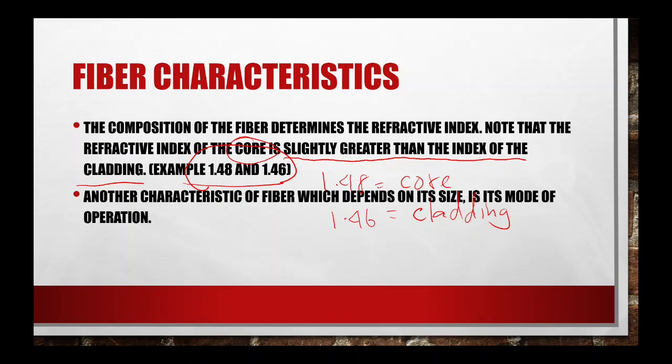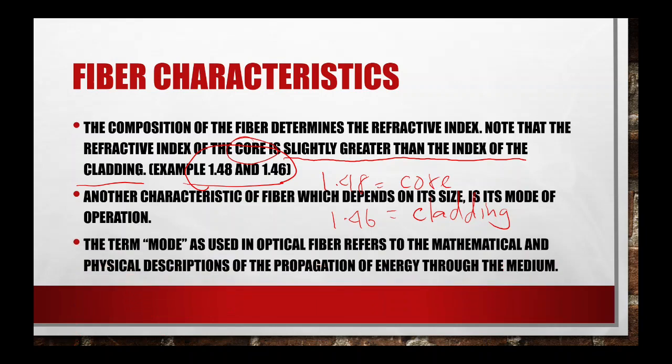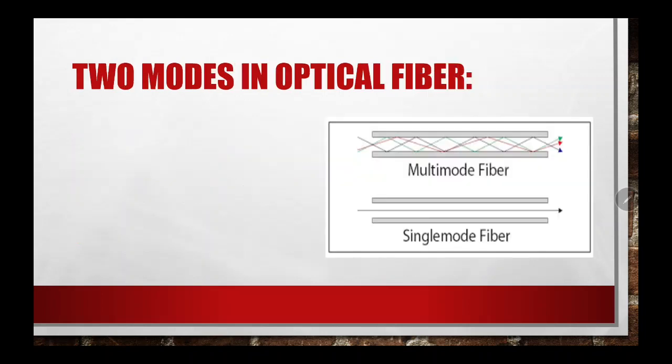Another characteristic ng fiber which depends on its size is its mode of operation. So pag sinabi nating mode, it refers to the mathematical and physical description of the propagation of energy through the medium. Or sa madaling salita, pag sinabi nating modes, ito yung ilan yung path na dadaanan. Kasi meron lang tayong two classifications ng mode sa optical fiber. It's either single mode or multi-mode. Yung mode, ang tinutukoy niya lang, ilan yung pwedeng daanan ng light dun sa loob ng fiber cable mo.